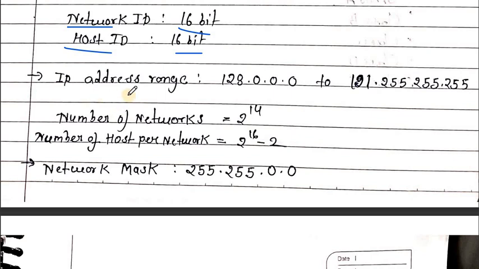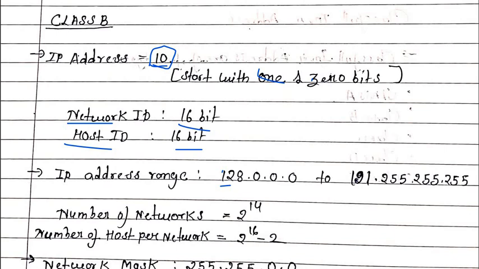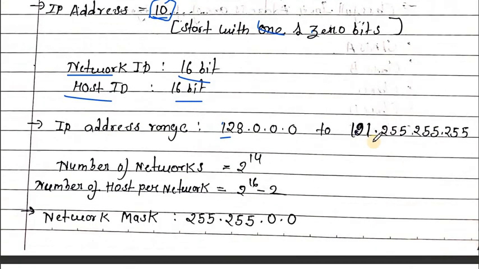The address range of class B IP address is 128.0.0.0, because these two bits are fixed, which means the 1 is compulsory. So the minimum value of the first block is 128. The maximum value is 191.255.255.255, because the 0 is fixed. So here the maximum value is 191, and the rest are 255.